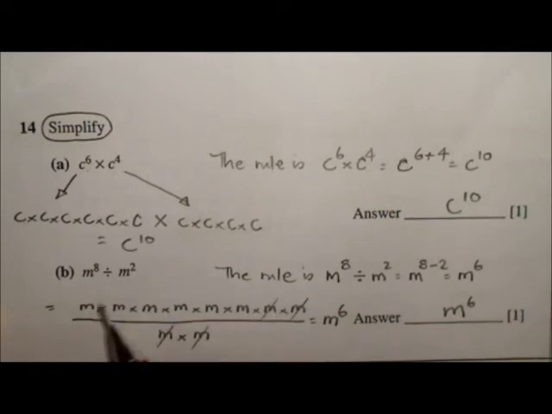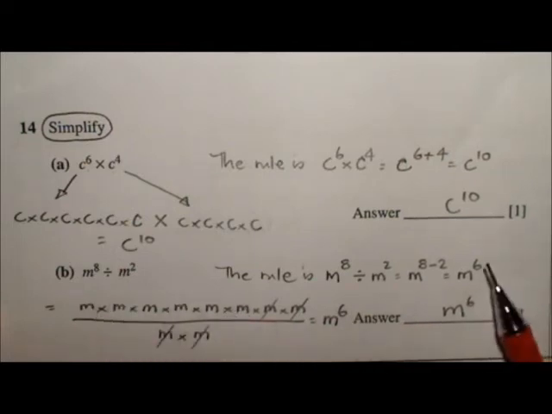Again, going back to basics, what that really means is m to the power of 8. The 8 is telling you you've got 8 m's multiplied together. And then we've got a fraction line, a dividing line, divided by m squared, or m to the power of 2, m times m. So you can cancel an m on the top and an m on the bottom, another m on the top and another m on the bottom. And then you end up with 6 m's multiplied together on the top, which is m to the power of 6.